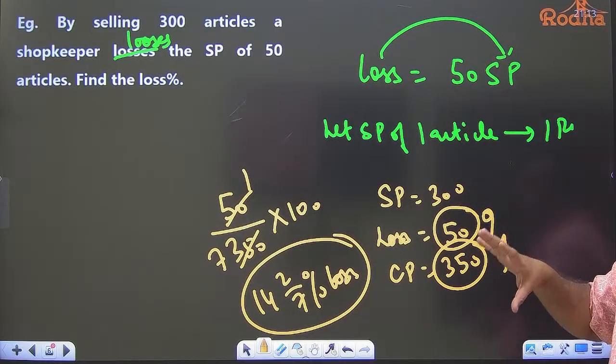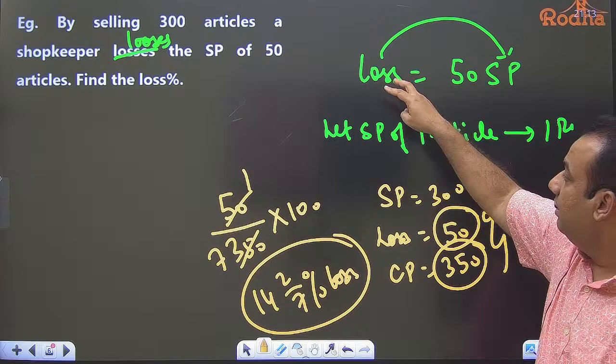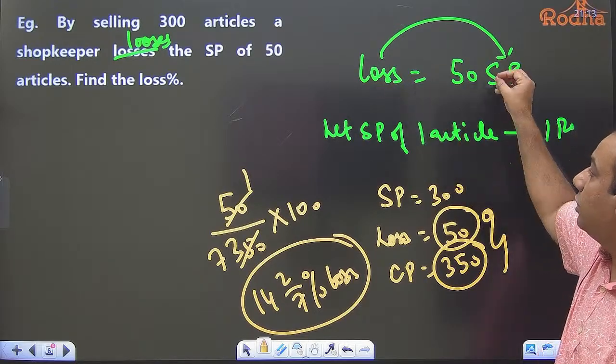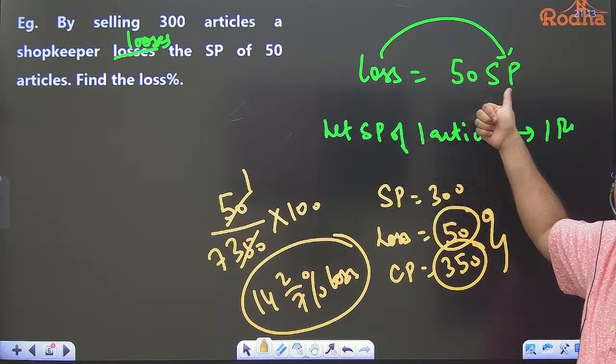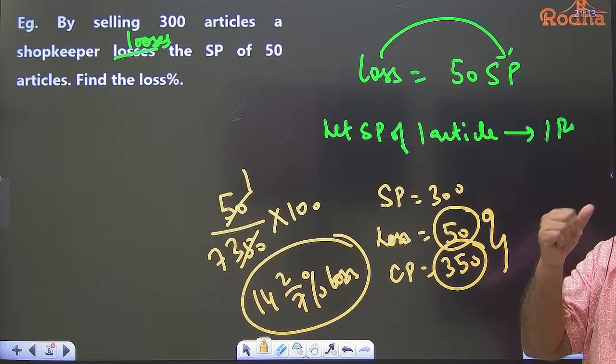Okay. So Chahat, now you have understood. You have to assume 1 rupee as that thing in whichever terms loss or profit is given. If loss is given in terms of SP, you will assume SP as 1. If loss is given in terms of CP, you will assume CP as 1. Is it okay to all? Should I move to the next question now?